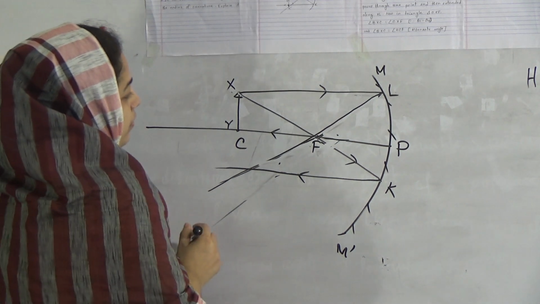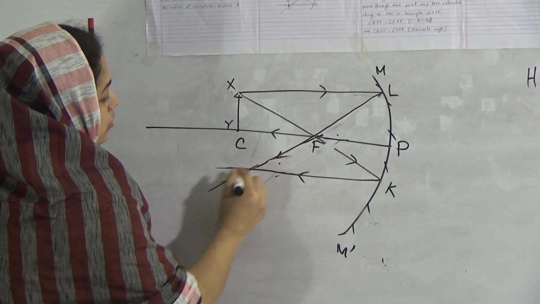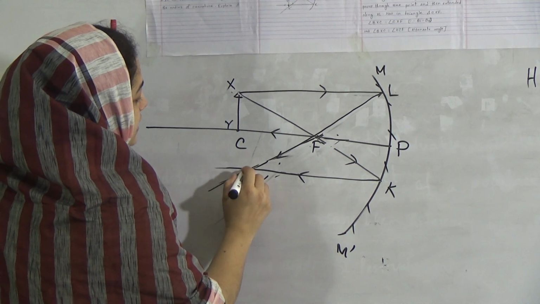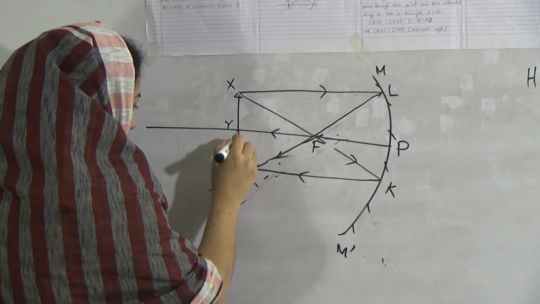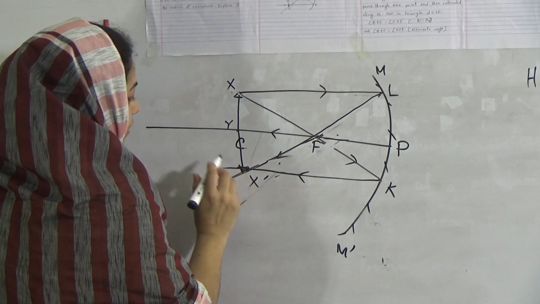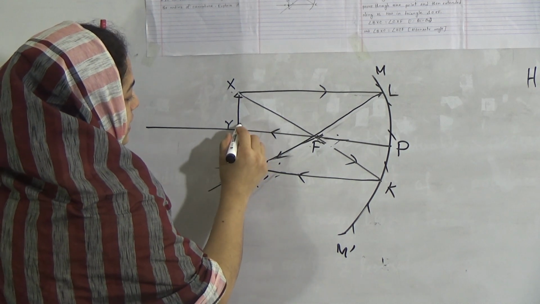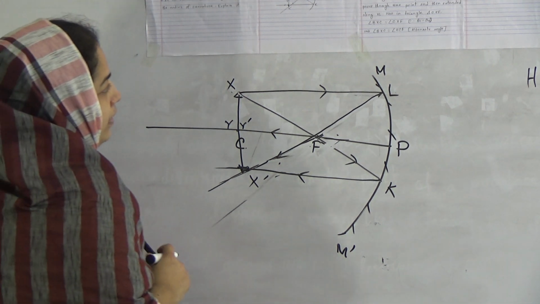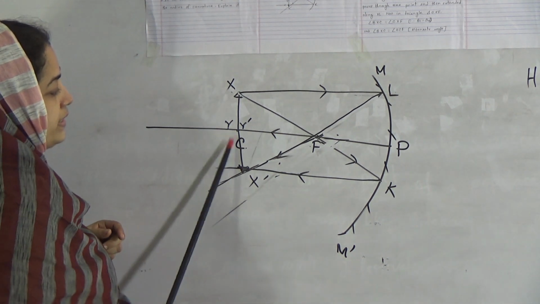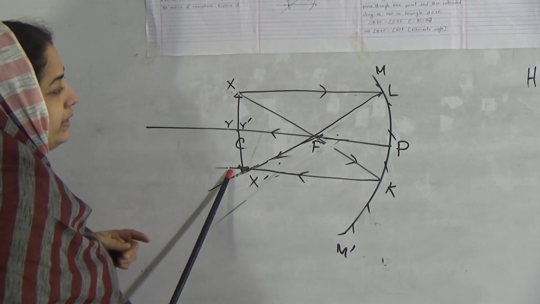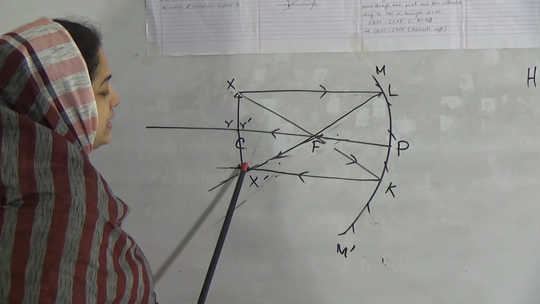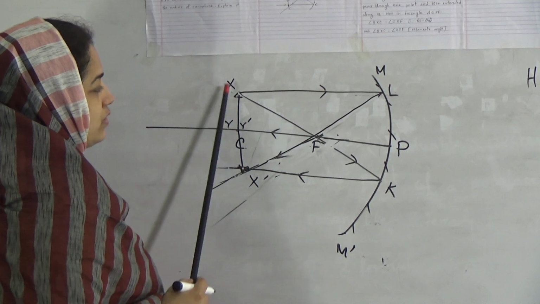Okay, now these two lines intersect at this point. This one is x dash. So draw a perpendicular x dash, and this one is y dash. Okay, so this x dash y dash is the image of object x y, and see, my dear students, here the image is the same size as this object.